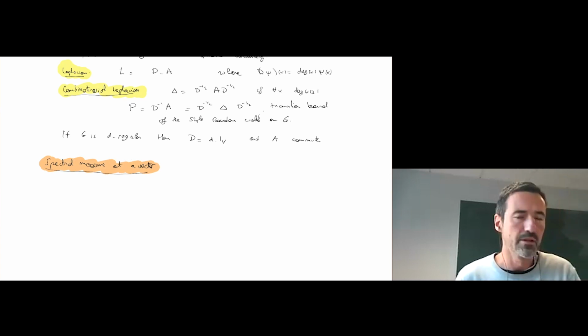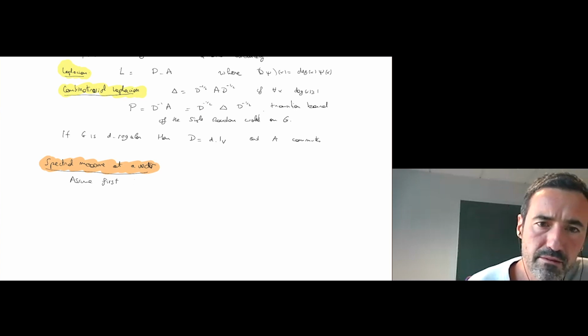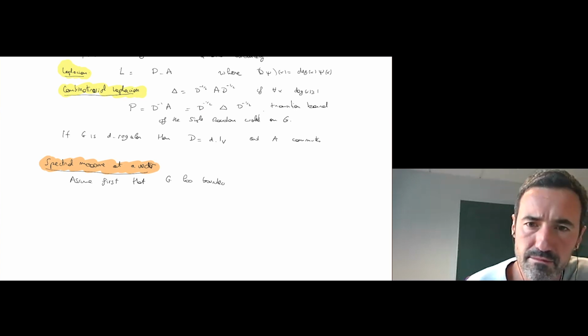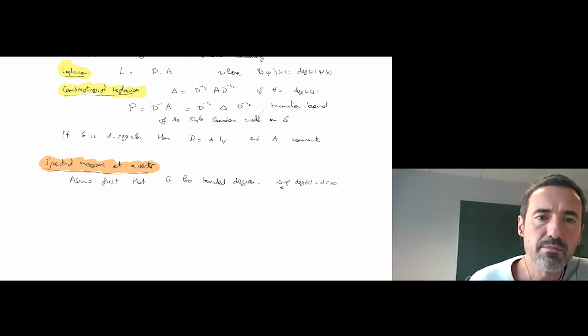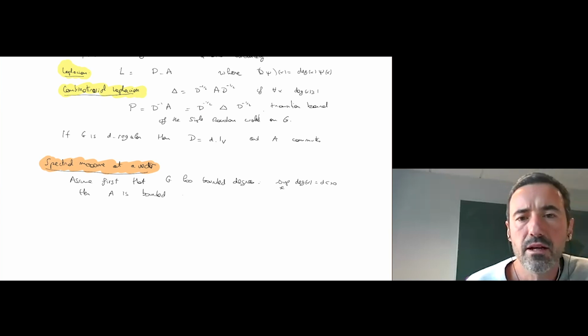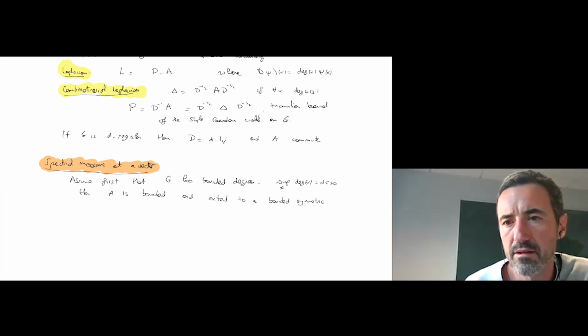So we assume first that the graph has uniformly bounded degrees, okay, that G has bounded degrees, so the supremum over all x of the degrees is, let's say, equal to D, finite. Then the operator A is bounded. It has bounded norm, and it extends to a bounded symmetric operator on L2 of V.